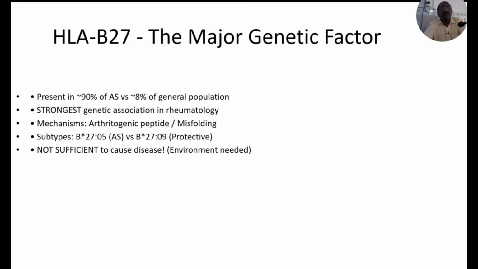HLA-B27 is the major genetic factor. It is present in about 90% of ankylosing spondylitis versus 8% of the general population. So being HLA-B27 positive doesn't mean that the patient has the disease, like your Mantoux positivity. Mantoux positivity doesn't mean that he is suffering from tuberculosis, he is exposed to tuberculosis. Okay. So the strongest genetic association in rheumatology is HLA-B27. There are different subtypes. Some are protective, some are disease causative, and it is not sufficient to cause the disease. It mostly needs the environment. That is the reason even though 8% of the people have HLA-B27, they are normal because they are not exposed to the environmental factors.